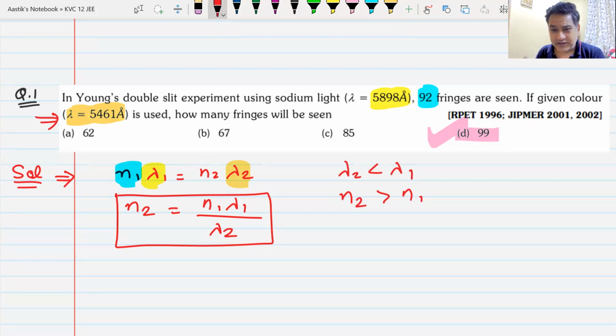You don't have to calculate it. You can do this in 2 seconds. That is why I say use calculations to bare minimum. If you see that n2 is going to increase, just look at the option which has increased. And if luck favors you, you might only have one option where it increases, and that is the correct option. You don't have to calculate it.